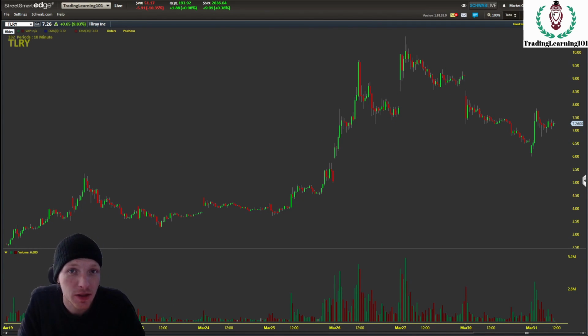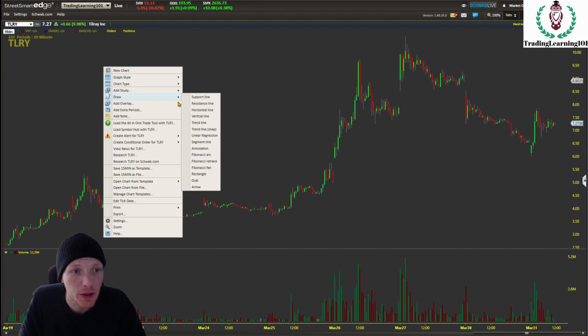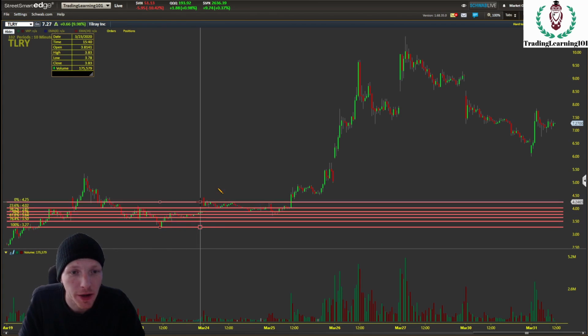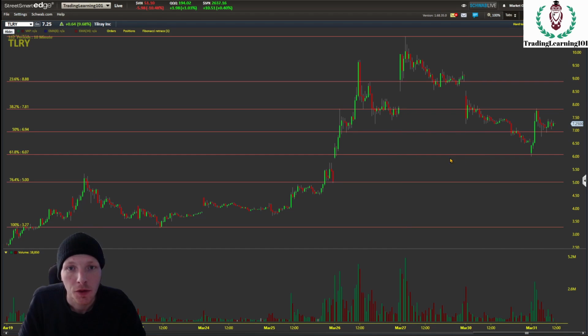We're going to look at a 10-minute chart on ticker symbol TLRY. We're going to get our Fibonacci retracement tool, and we're going to measure from this valley low right here all the way up to this high up at 10.6. You could see once the stock topped out up here, it pulled back to the first Fibonacci level here at 23.6%. Came down, ran through the 38.2% retracement.